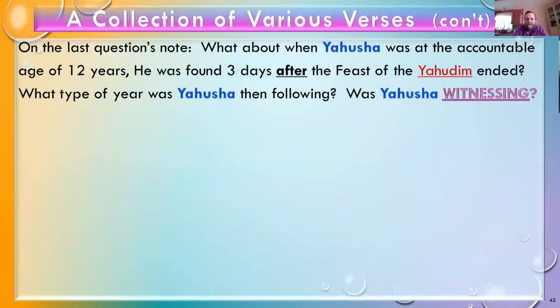A collection of various verses continued. On the last question's note, what about when Yahusha was at the accountable age of 12 years? He was found 3 days after the feast of the Yahudim ended. What type of year was Yahusha then following? Was Yahusha witnessing?